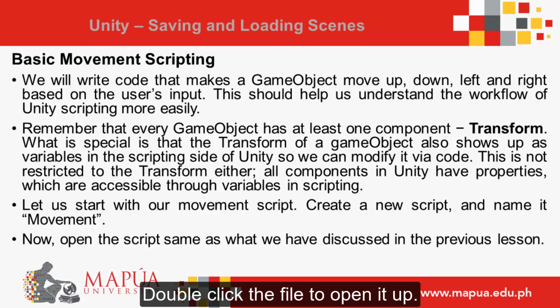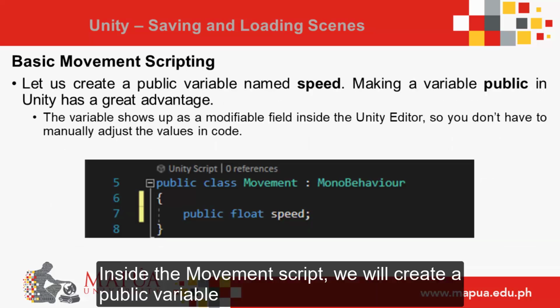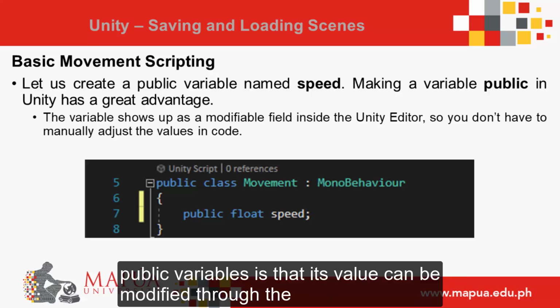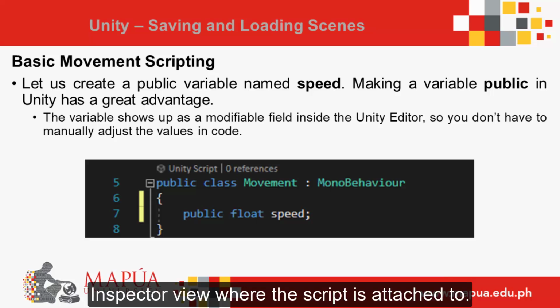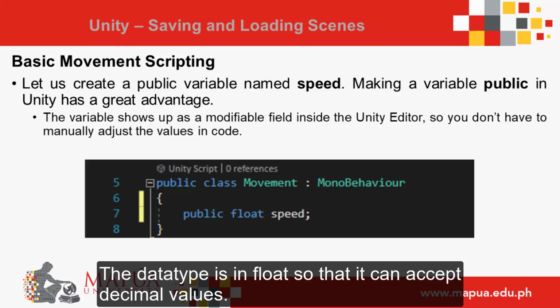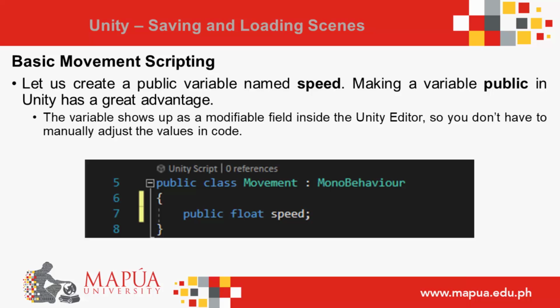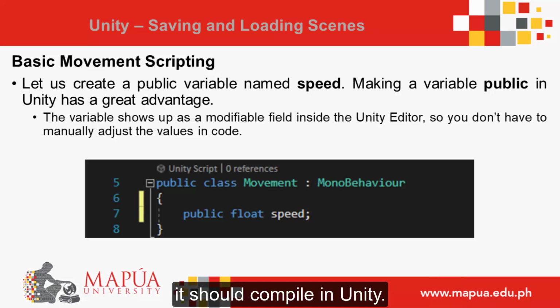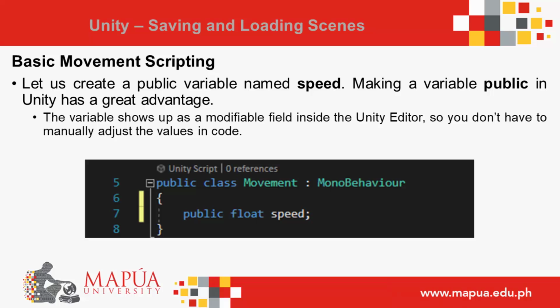Double-click the file to open it up. Inside the Movement script, we will create a public variable named speed. One of the advantages of public variables is that its value can be modified through the inspector view where the script is attached. The data type is float so that it can accept decimal values. Now, saving the script without touching the other methods, it should compile in Unity.